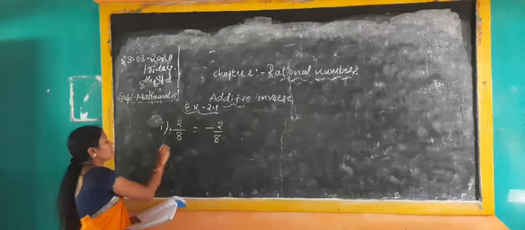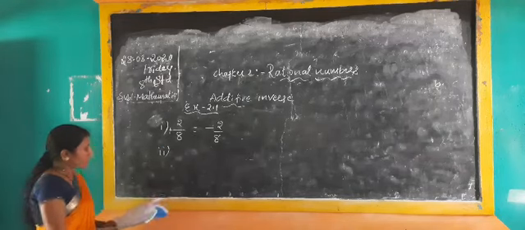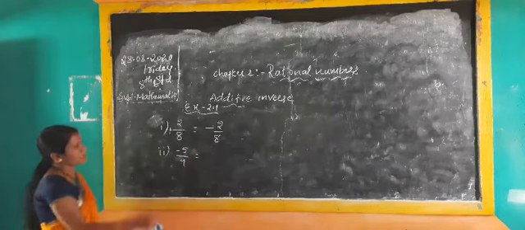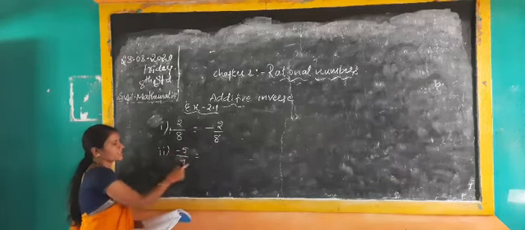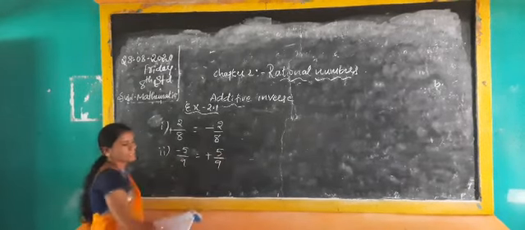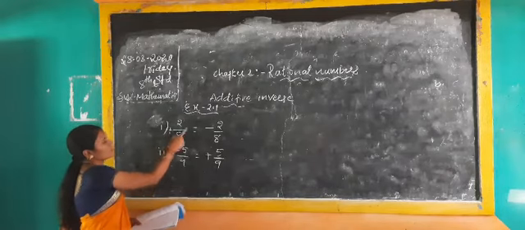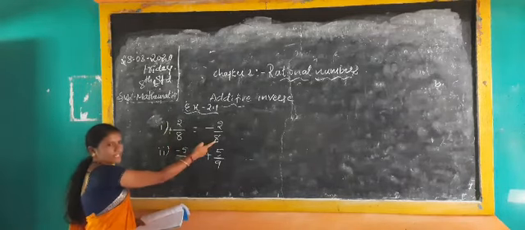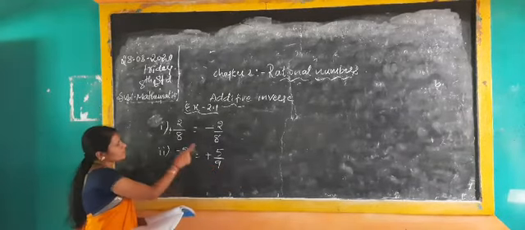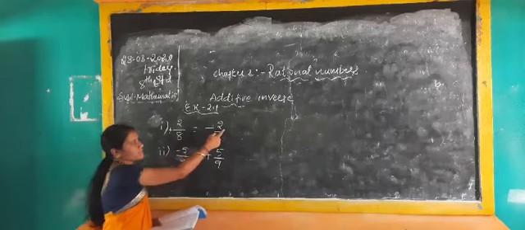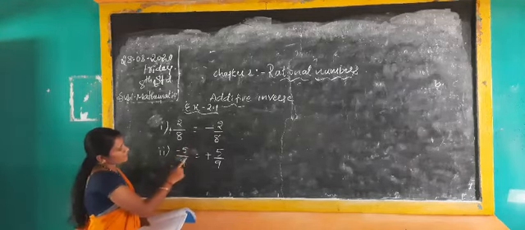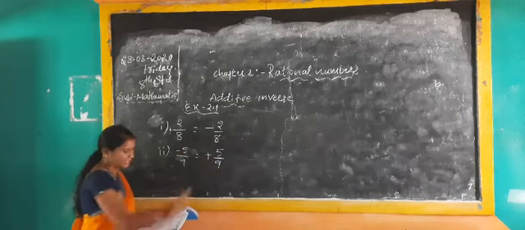Next, second problem. What is there? Minus 5 by 9. Here they gave negative in the question, so you change it to positive, plus 5 by 9. In the first problem they gave positive and you converted to negative; in the second problem they gave negative and you convert to positive. So the additive inverse of 2 by 8 is minus 2 by 8, and the additive inverse of minus 5 by 9 is plus 5 by 9.